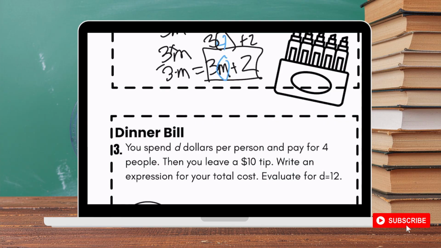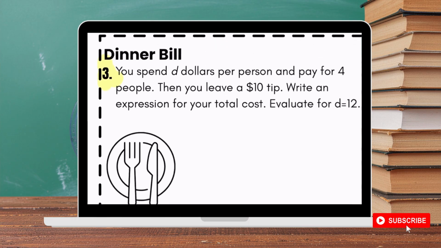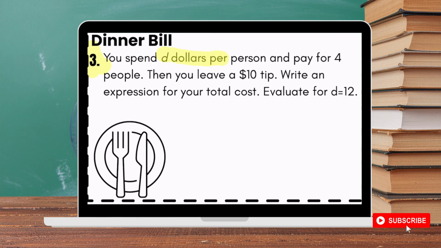All right, let's try number 3 here, the dinner bill. You spend D dollars per person and pay for 4 people. Then you leave a $10 tip. Write an expression for your total cost. This time, the problem is not going to give you the expression. We're going to have to write it ourselves, and then we'll evaluate if D is 12. So let's write the expression first.